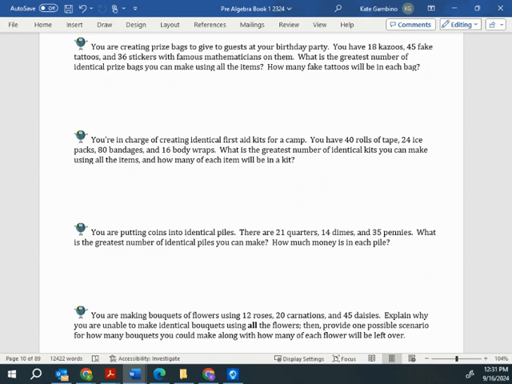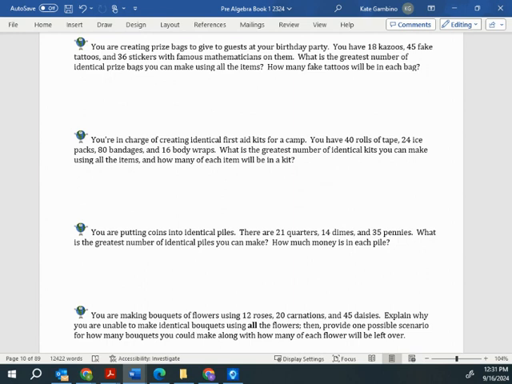Let's look at this third page. Let's look at how we do the word problems. Friends, it's the same thing. They're just putting a bunch of words in there. We're going to do the same math. You are creating prize bags to give to guests at your birthday party. You have 18 kazoos, 45 fake tattoos, and 36 stickers.